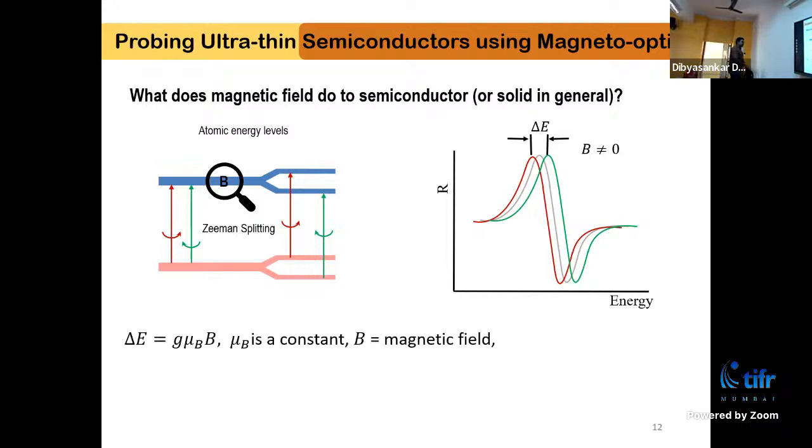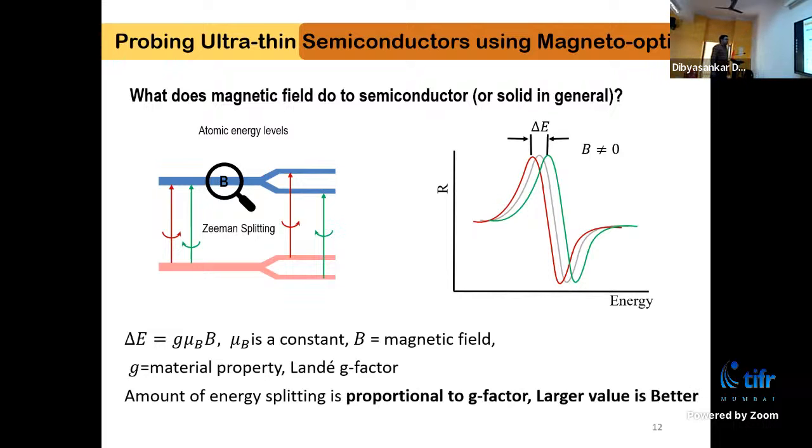And the only equation I have in my presentation is this, the 4-letter equation, 5 if you consider delta. The energy gap is equal to g, some parameter, mu B, which is a constant, and B is the applied magnetic field. So this g is a material property, and it is called the Landé g-factor. The amount of splitting, the difference between red and green, is decided by how much magnetic field you apply, but the material property involved here is g. The greater the value of g for a given field, the more splitting you will have.